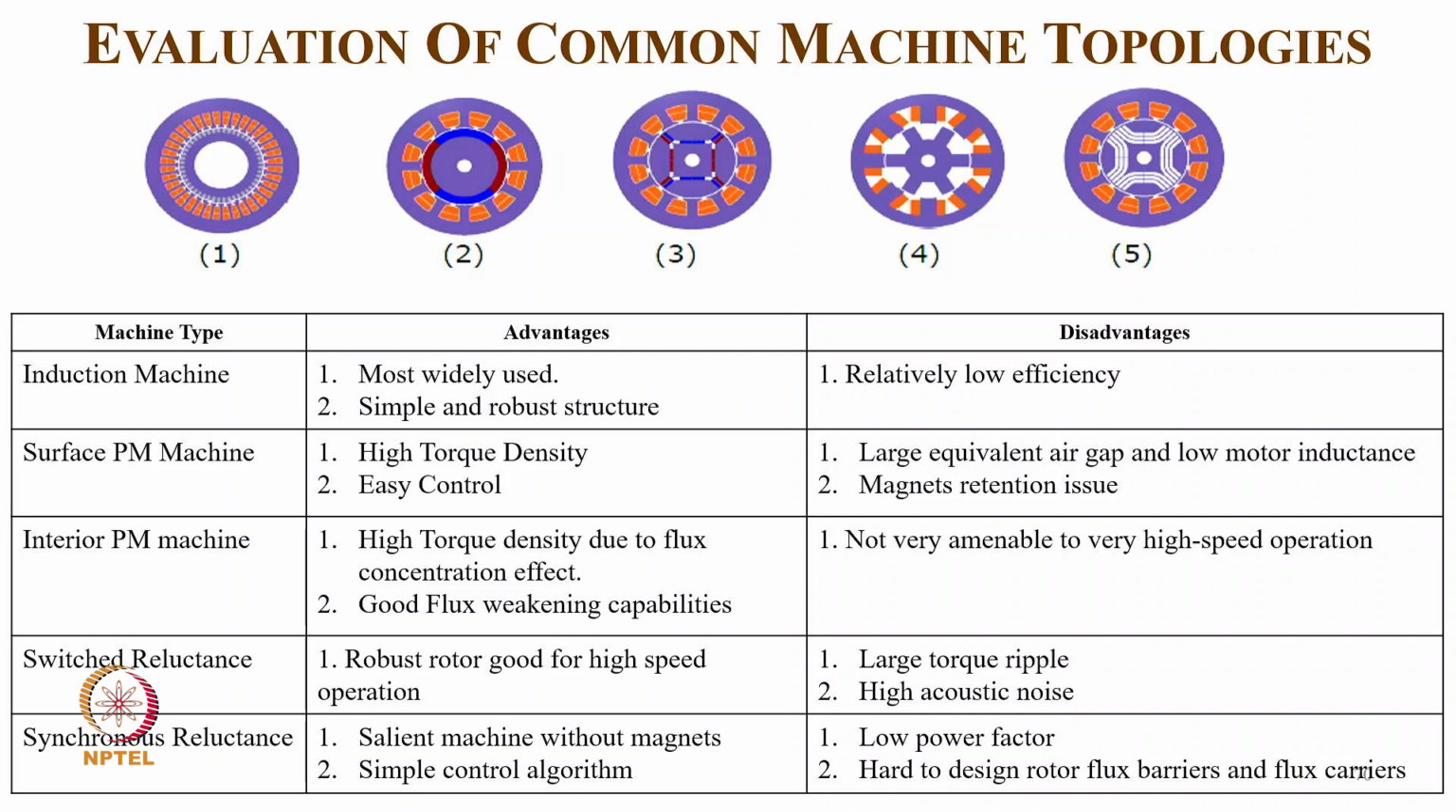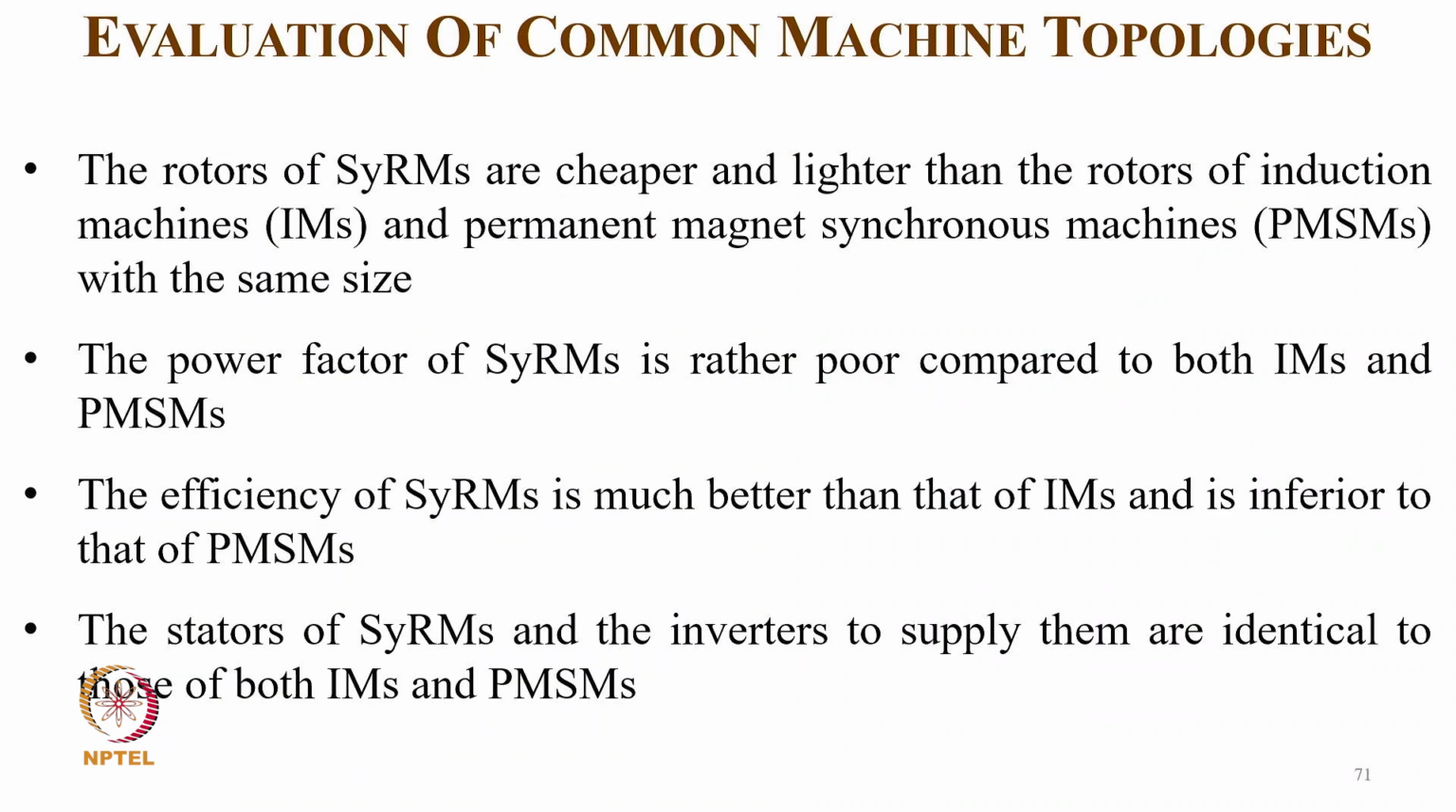So synchronous reluctance has a salient pole rotor without magnets and simple control, and lower power, but it is of course hard to design with the flux barriers. The rotor of a synchronous reluctance motor is cheaper and lighter than the rotors of an induction machine and a permanent magnet synchronous machine of the same size. The power factor of a synchronous reluctance motor is rather poor compared to both the induction motor and the permanent magnet synchronous motor, and its efficiency is much better than that of the induction motor and inferior to that of the permanent magnet synchronous machine. The stators of the synchronous reluctance motor and the inverter to supply them are identical to those of both induction and PM machines.